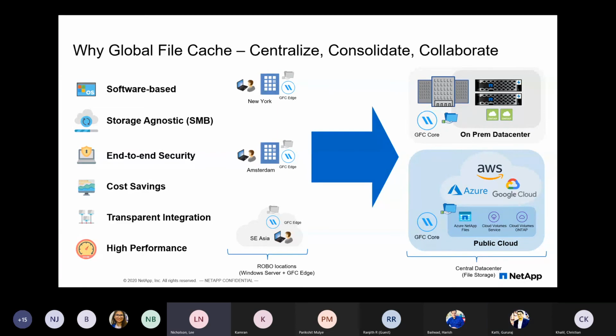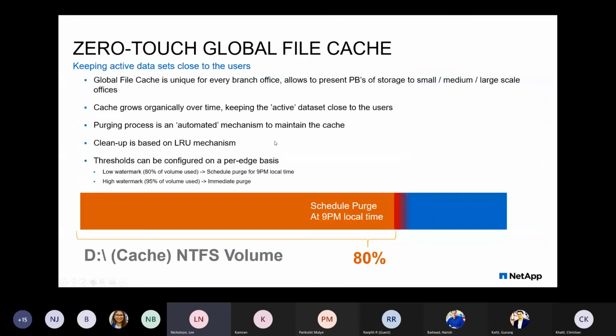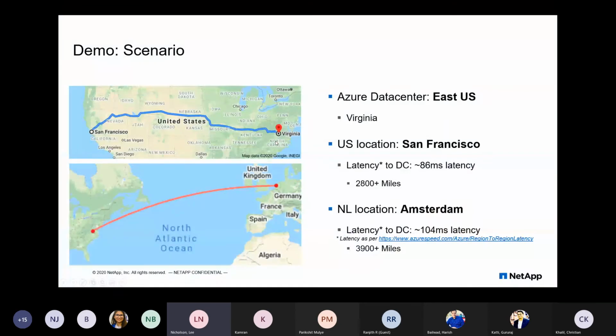Okay, and I will go back into what a reference architecture looks like and all of that kind of stuff, and I will go through that in the demo as well, so you guys can see it. But let's get into the demo. The demo is trying to solve the whole latency and distance issue. In this demo scenario, we have a data center deployed in Azure in East US, which is in Virginia.